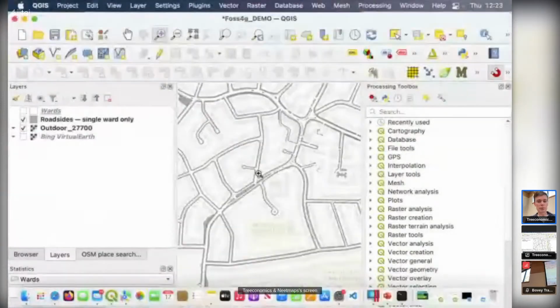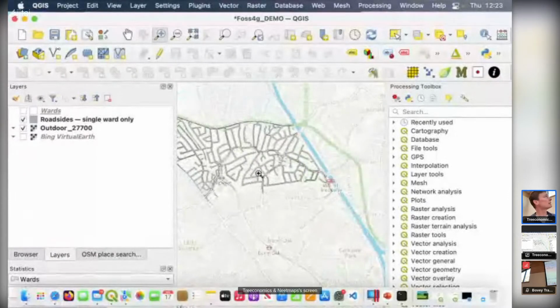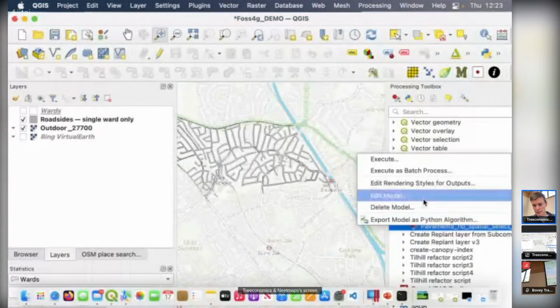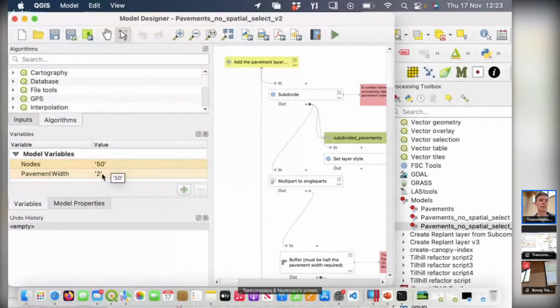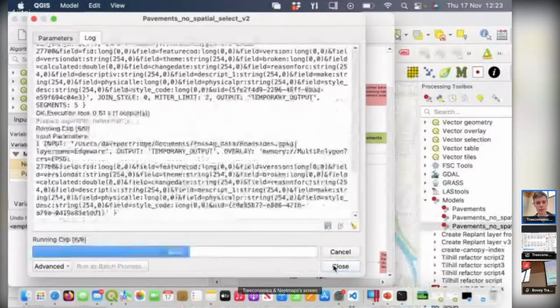So here I've got my wards data. I've only got one ward of pavement data, which I've already extracted for us. I've just put a little background map on there. If we go into the toolbox, I'll very quickly edit my model. In here, I'll say 50 nodes, so I'm chopping the pavements up using 50 nodes. And I'm going to look for pavements that are, let's say, 2 meters wide. That's where I type it in. If I run that model, I just need to point it to the roads data set and do a run.